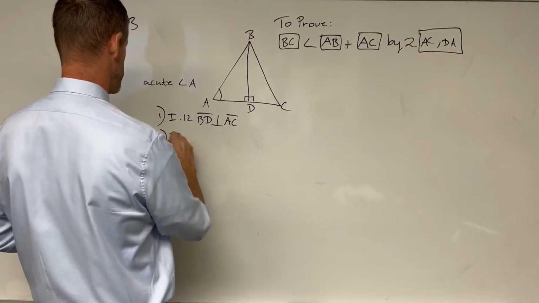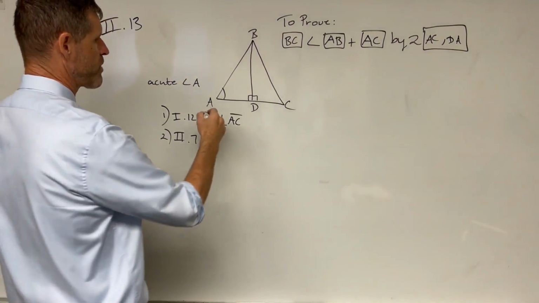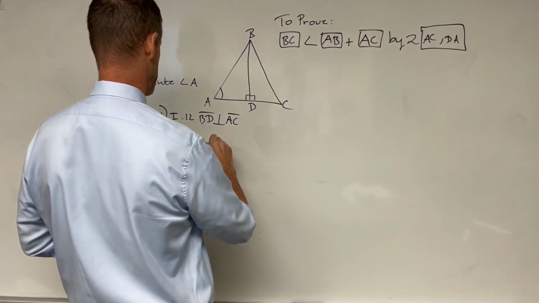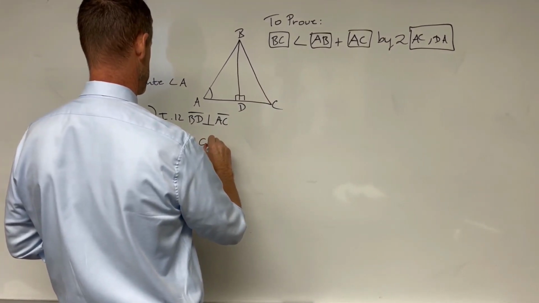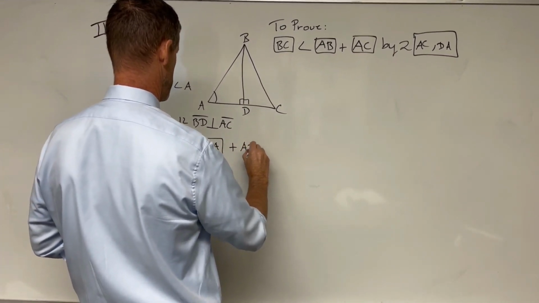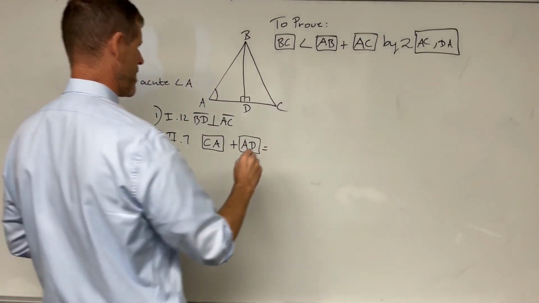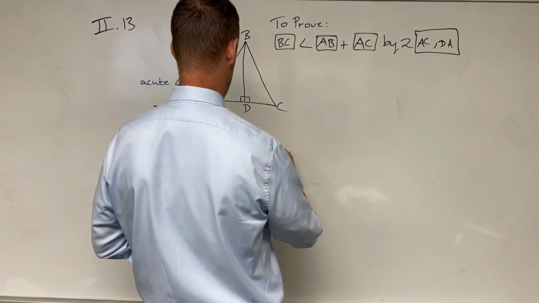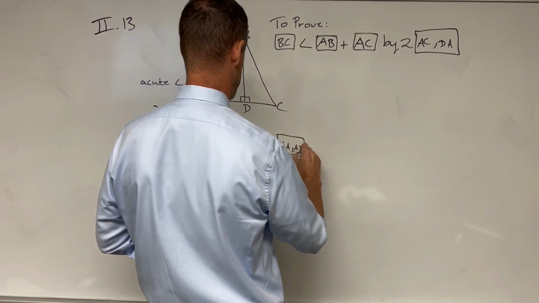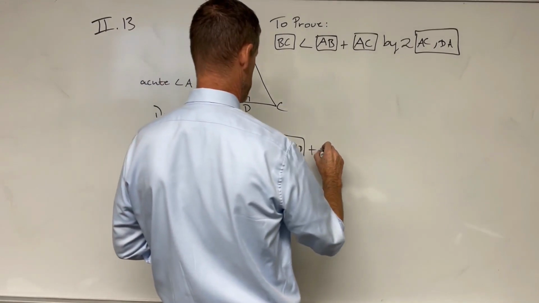Proposition 7 of book 2, we know that straight line AC has been cut at random, so we can say that the squares on CA and AD equal twice the rectangle contained by CA and AD plus the square on the remaining segment DC.